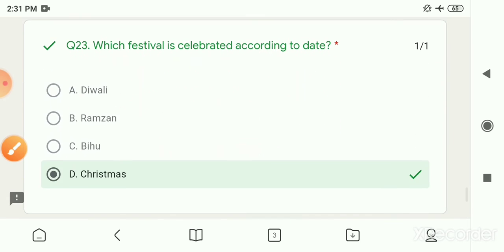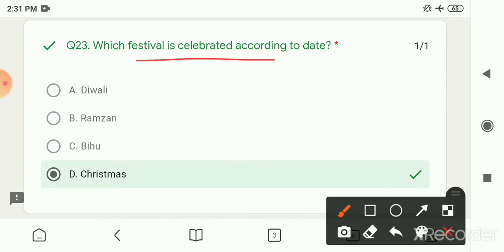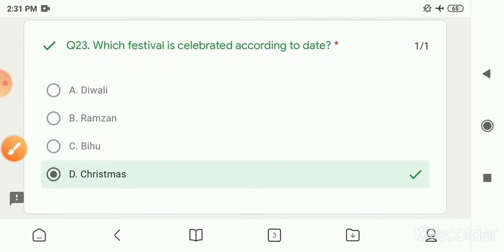Next is 23rd number, which festival is celebrated according to date? Which festival are we celebrating date-wise? The options are Diwali, Ramzan, Bihu or Christmas. So here your answer is option D, that is Christmas. We are celebrating this festival according to date, that is on 25th of December. So this is the festival which we celebrate date-wise.